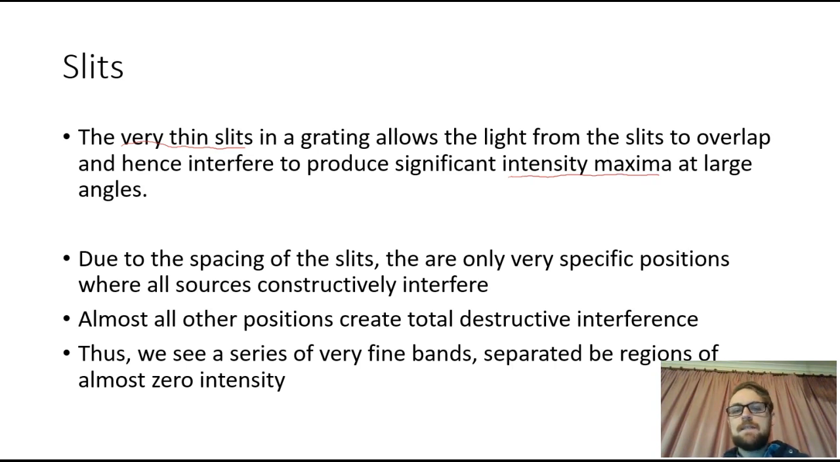Where we see this maxima, that's constructive interference. And all the rest of it, where we see the black or where we see nothing, that's total destructive interference. That's just because of the setup of this thing. So basically we see some really fine bands, some just individual colors pretty much, separated by basically zero intensity, unless we're looking at a spectrum of white light.